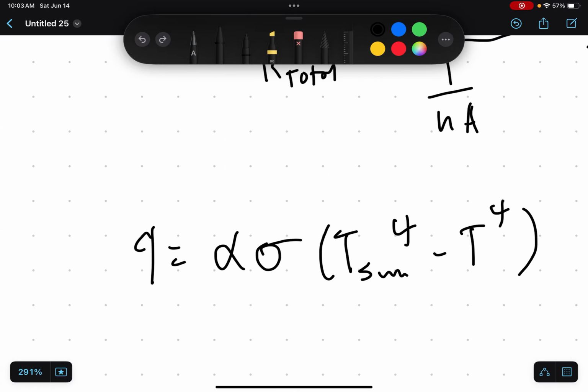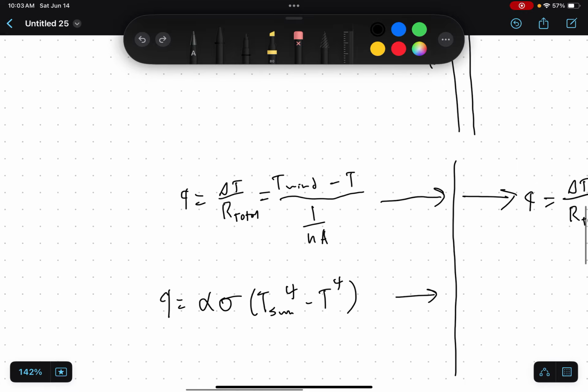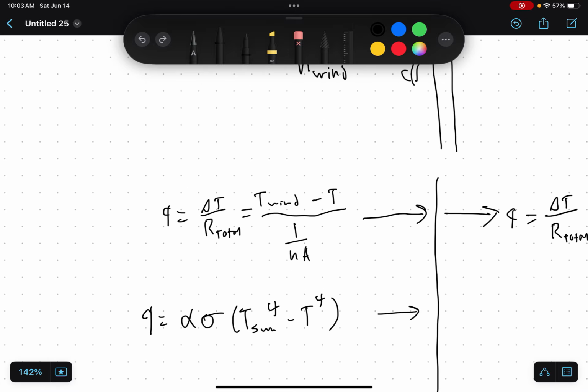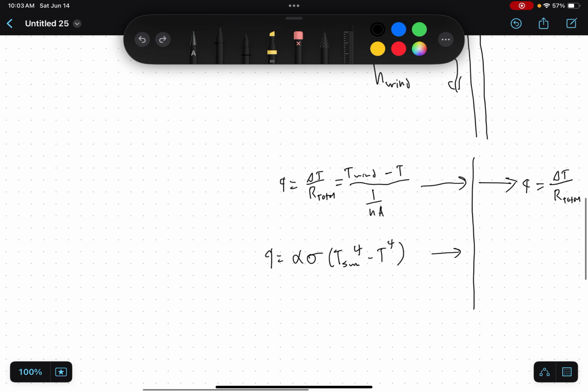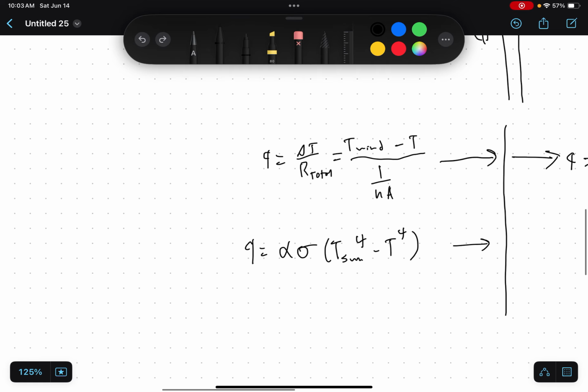Okay, what is this alpha and this sigma? The sigma is a constant, I think it's the Boltzmann constant or something. What is the number for it? You can literally Google it: 5.67 times 10 to the negative 8 watts per meter squared per Kelvin to the 4. But anyways, it's just a number. You can Google that Boltzmann constant online.